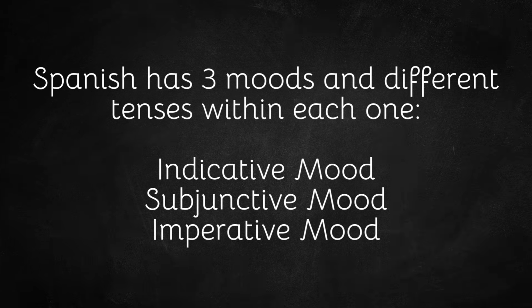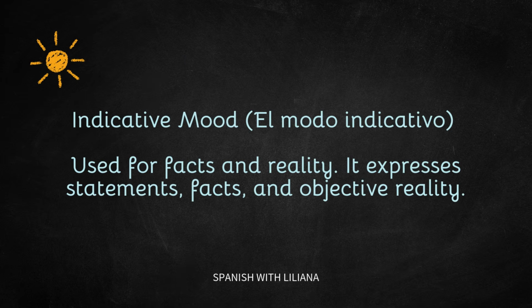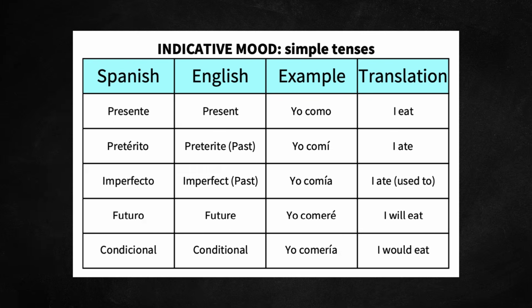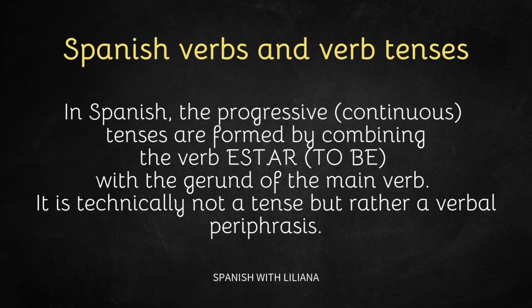Spanish has 3 different moods, and there are different tenses within each mood. The indicative mood is used for facts and reality, and there are about 10 different tenses within this mood, and it's the most common one. So here are the different tenses. There are 5 simple tenses and there are 5 compound tenses, or the perfect tenses in Spanish. The progressive tenses, like in English, are not technically a tense in Spanish. They are created with the verb estar, which is the second meaning of to be, and the Spanish gerunds.